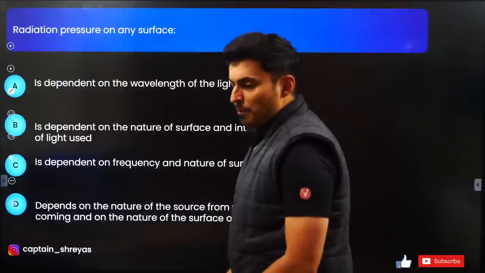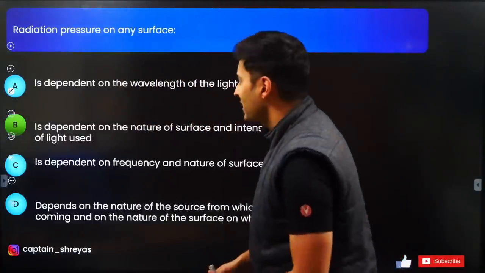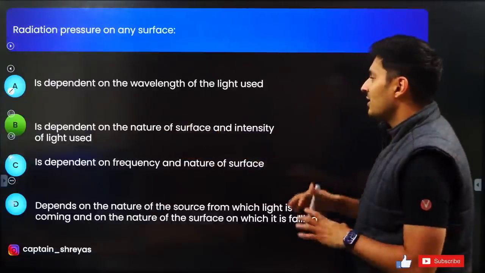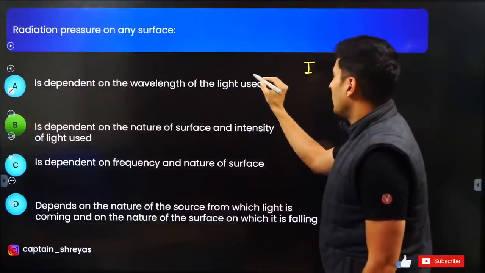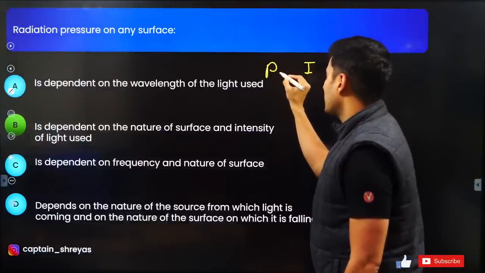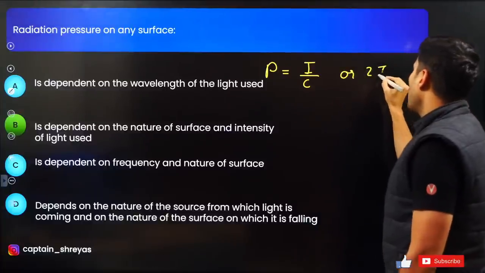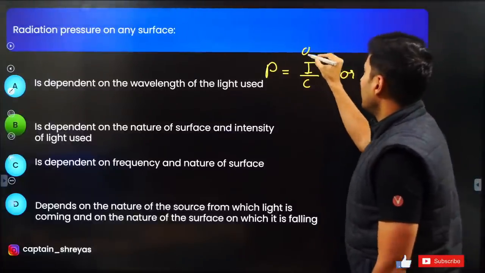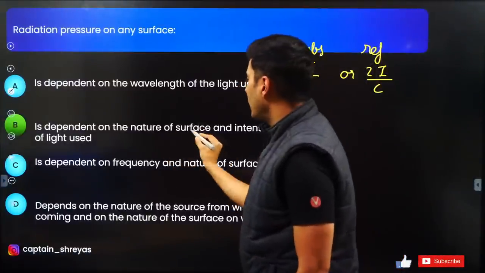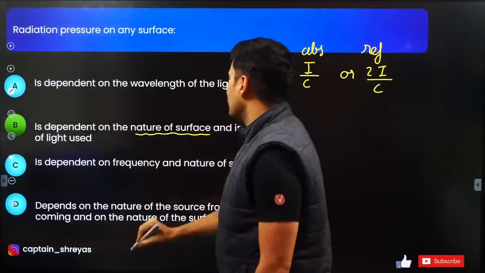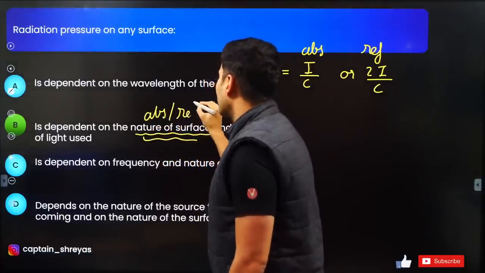All right. B or C? The correct answer is B. Very good. Many of you answered B. Some of you answered C. It's dependent on the nature of the surface and light used. Because radiation pressure is nothing but I by C or basically 2I by C. So it depends if it is absorbing or whether it is reflecting. Definitely it is dependent on the nature of the surface. That means whether it is absorbing or reflecting.